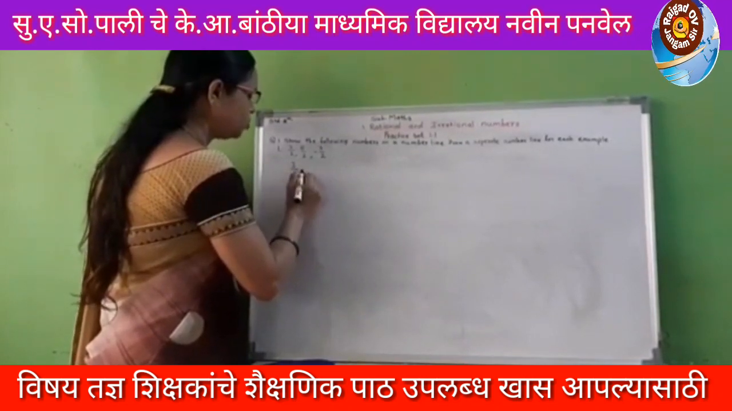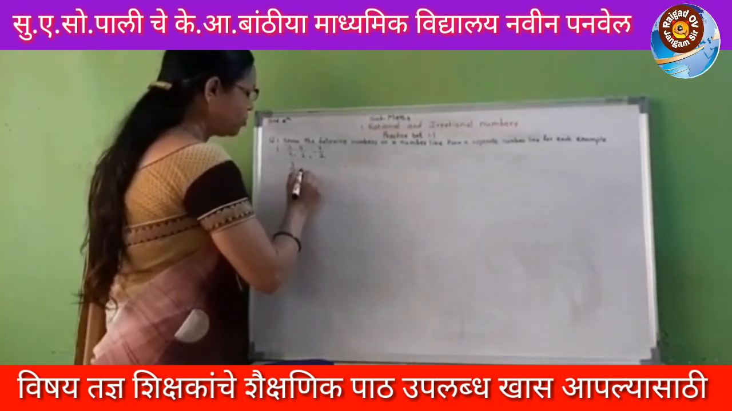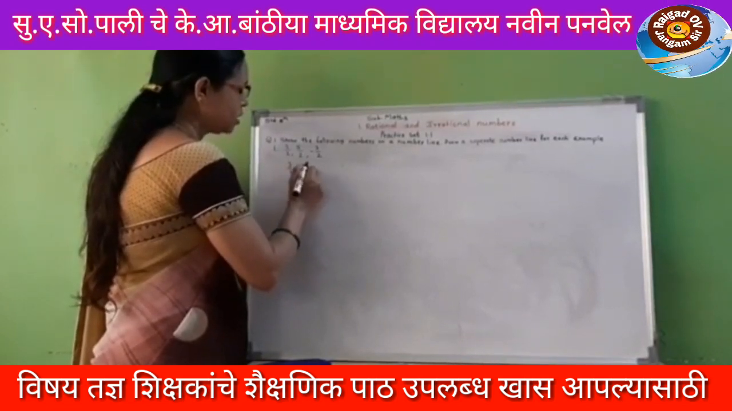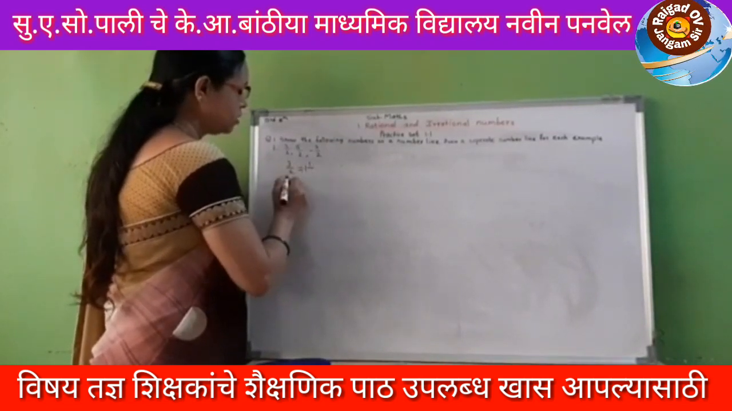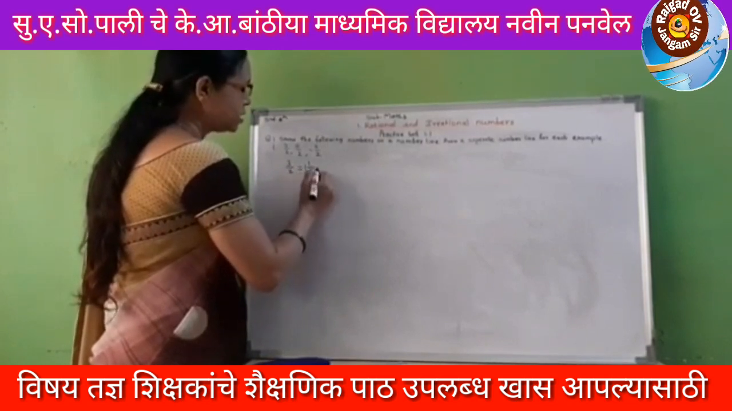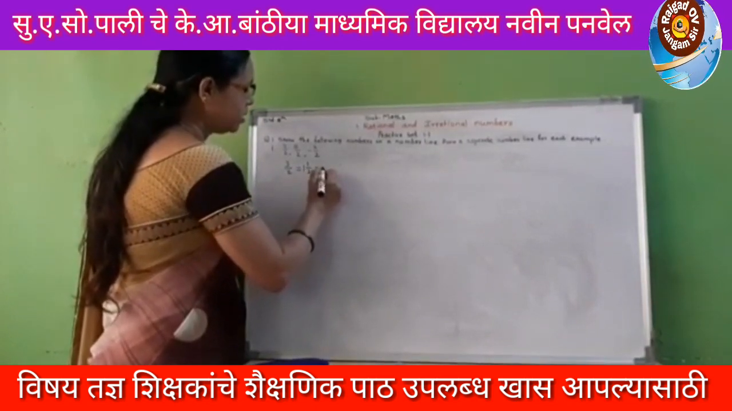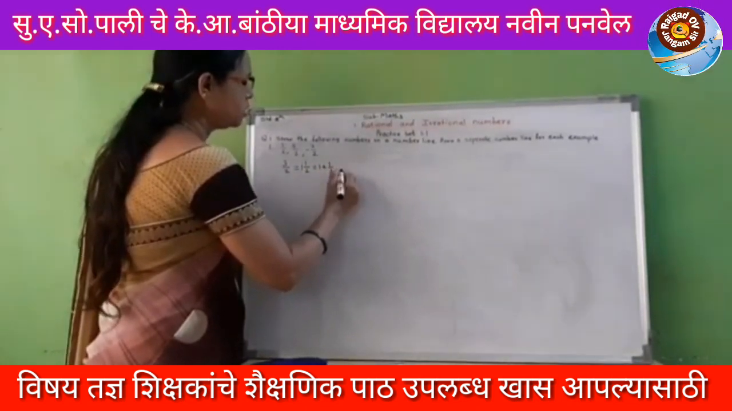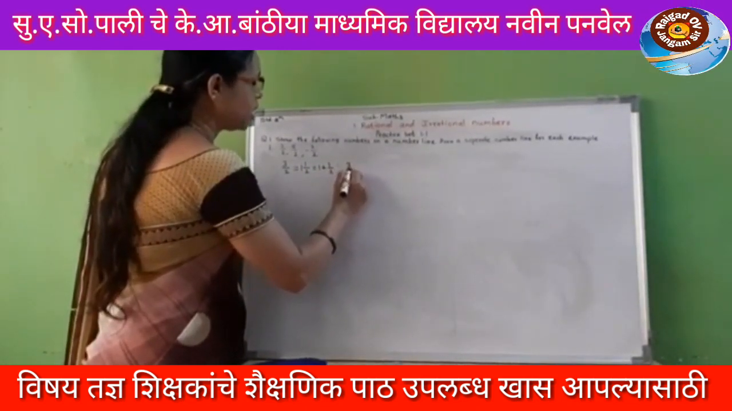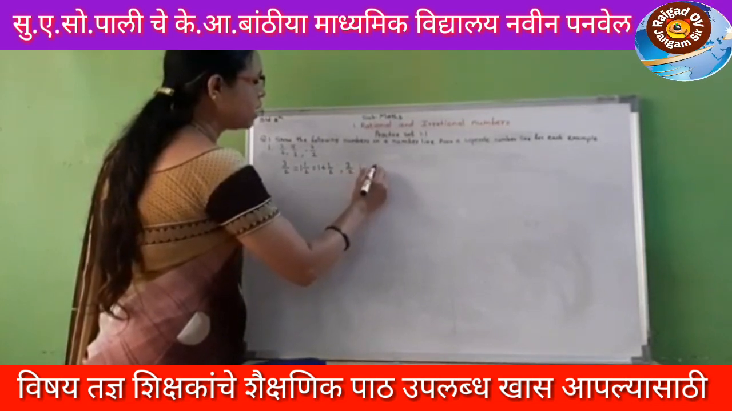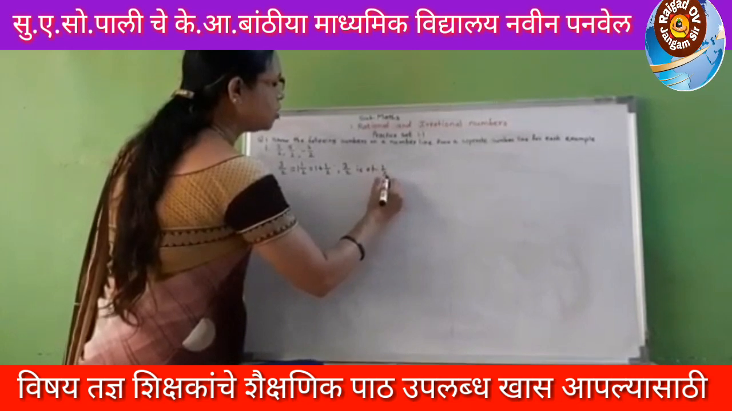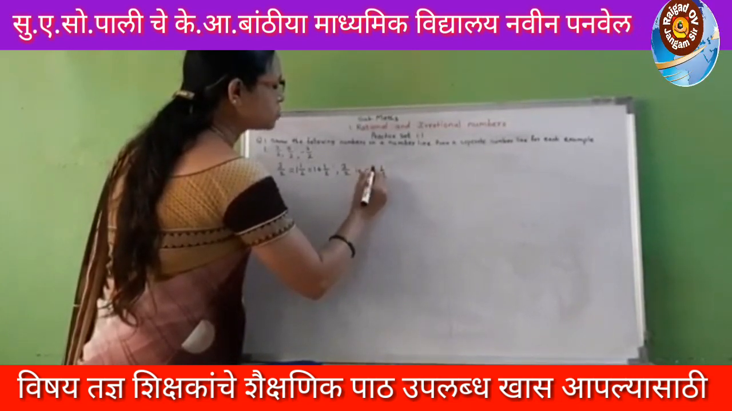Convert 3 by 2 into whole number fraction. 2 1s are 2, 3 minus 2 remains 1. Denominator as it is. It can be written in addition form, 1 plus 1 by 2. Here 3 by 2 is at half distance.